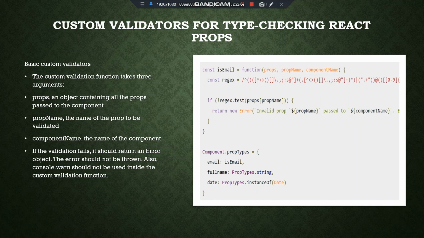Here you can see we have created isEmail as a custom validator function, and props, prop name and component name are being passed to it. To use it, we have written the component name dot propTypes, and for the prop type email we have provided the check against isEmail. It will pass to this function and the validation will happen, and accordingly the prop type check will take place.